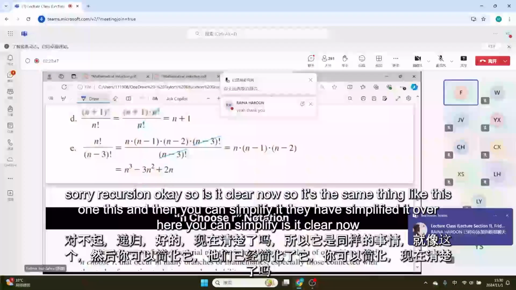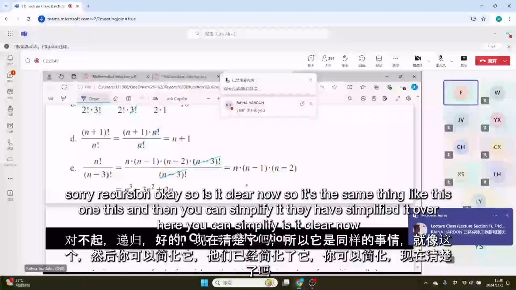So it's the same thing like this one. And then you can simplify it. They have simplified it over here, so you can simplify. Is it clear now?